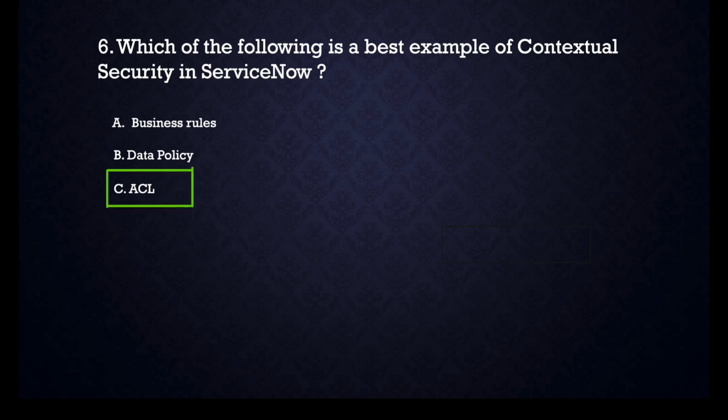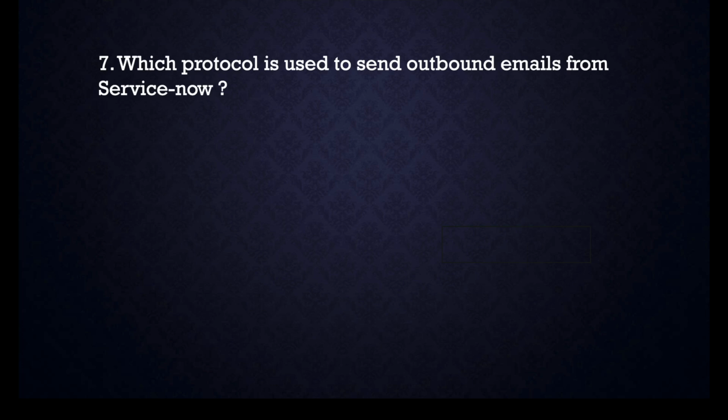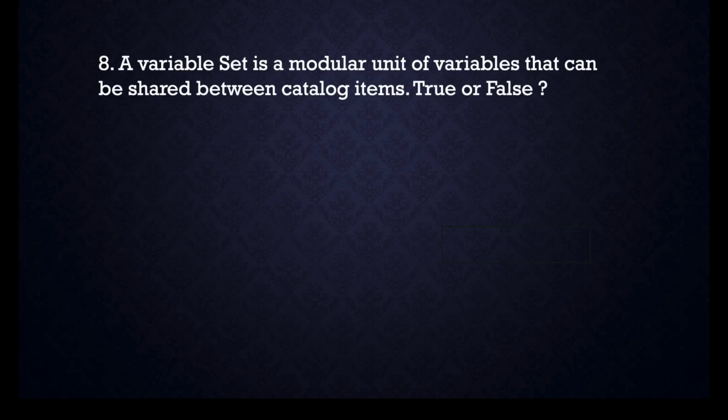Next question. Which protocol is used to send outbound emails from ServiceNow? Options: IMAP, SMTP. So the correct answer is SMTP. Next question. A variable set is a modular unit of variables that can be shared between catalog items. True or false? The correct answer is true.